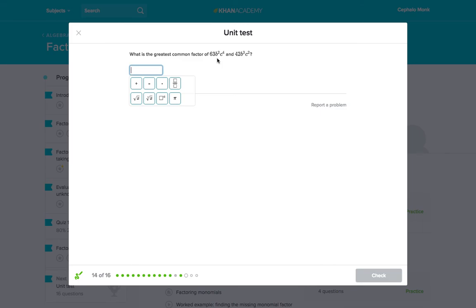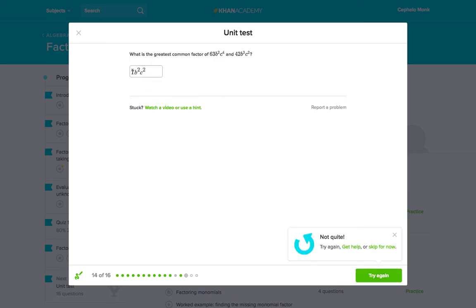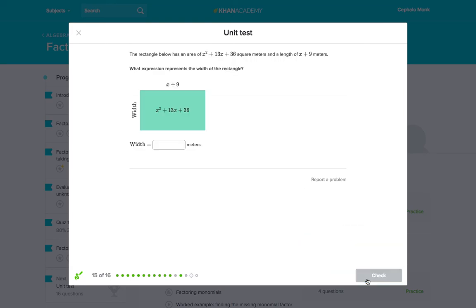Is it 9? Nope. 63 divided by 7. 42 divided by 7. There we go. 7 b squared c squared. Oh, it's not 7. What is it? 14? 63 divided by 14. 63 divided by, oh, it's gonna be 21, huh? 42 divided by 21. Dang it. Sloppy work. Okay.